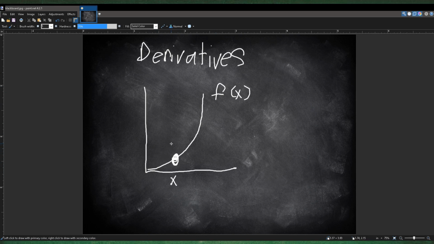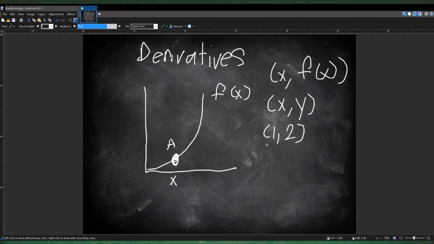So if we choose this as point A, then point A we could call x, f of x as the coordinate. So usually when you write a coordinate, it's in x comma y. So let's say this point is like 1, 2, right? So that's the general way to write a point. So if we're just using variables, this is how we're gonna write it: x and f of x.